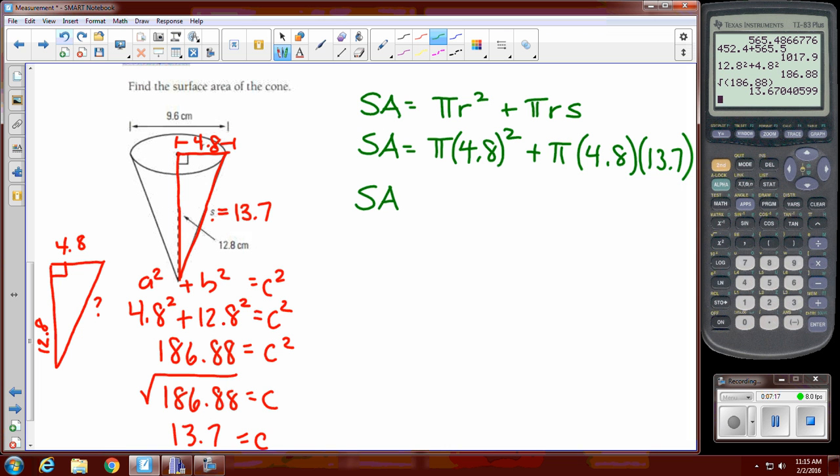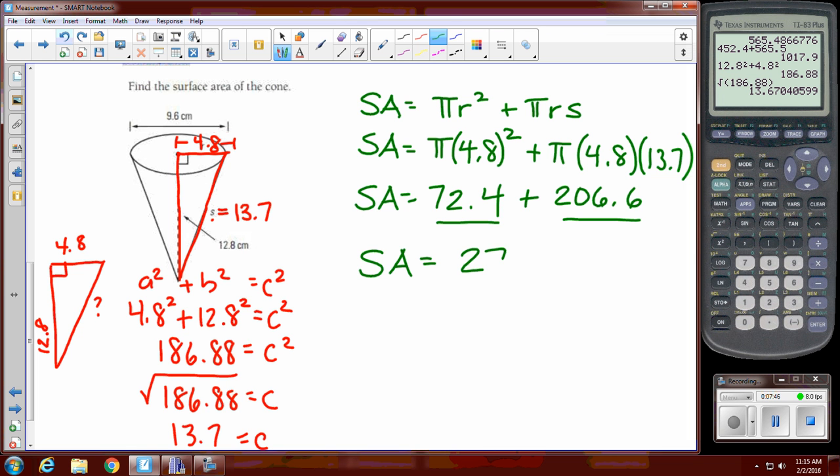And I've done the calculations ahead of time. So pi times 4.8 squared gives us 72.4. Plus the lateral area now, pi times 4.8 times 13.7 is 206.6. Having both of those rounded to one decimal place. So if I take the area of the bottom and add it to the lateral area, that's the complete surface area of this cone. So the sum of those two parts is 279, and in our case, square centimeters.